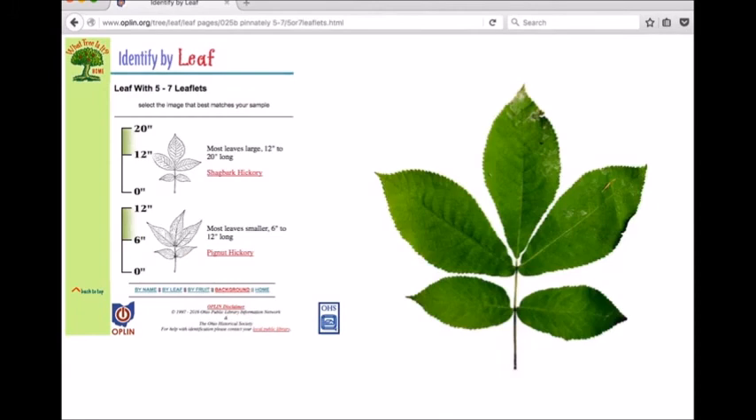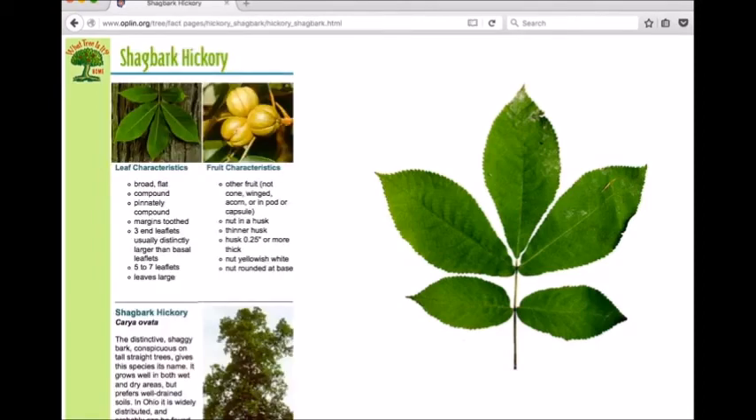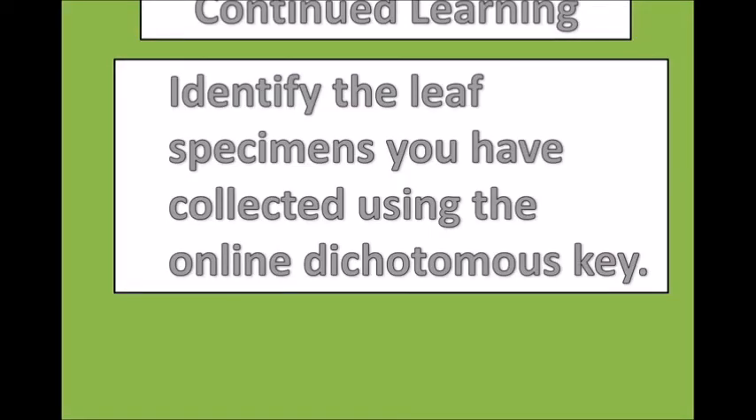Now that we have narrowed the options to shagbark hickory and pignut hickory, as our leaf is 12 to 20 inches long, we conclude that the leaf we are looking at came from a shagbark hickory. When you select shagbark hickory, we are taken to a page that describes the leaf and fruit characteristics as well as a general description of the tree. Continue using this dichotomous key to identify the types of leaves you have collected.